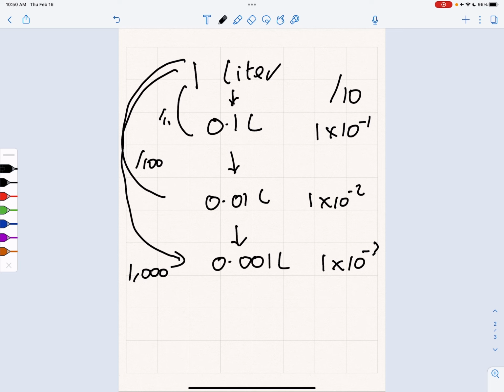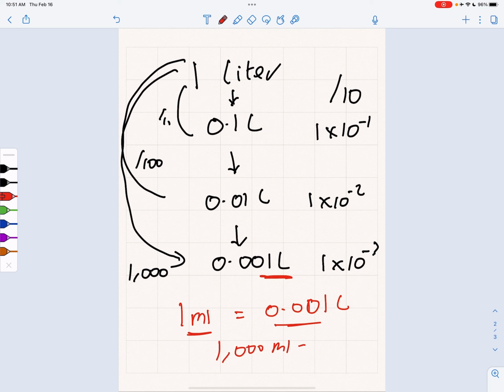Now we have units which can express this in a better way. So 1 milliliter is the same as 0.001 liters. So for every milliliter, there are 1,000 milliliters in 1 liter. And this is going to become very important later.